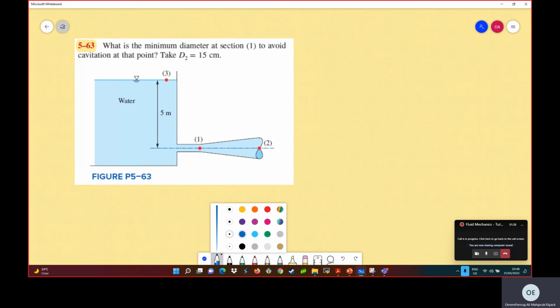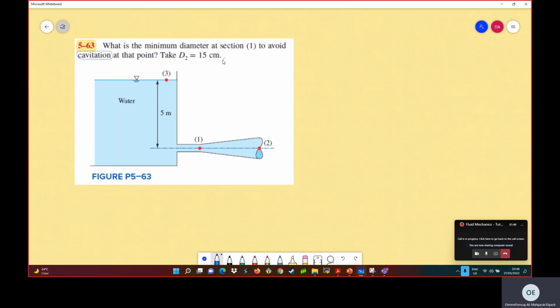So he's saying, what is the minimum diameter at section 1, here is section 1, to avoid cavitation? So again, we have a cavitation question. At that point, take D2 as 15 centimeter. He gave you the diameter at point 2 as 15 centimeter.